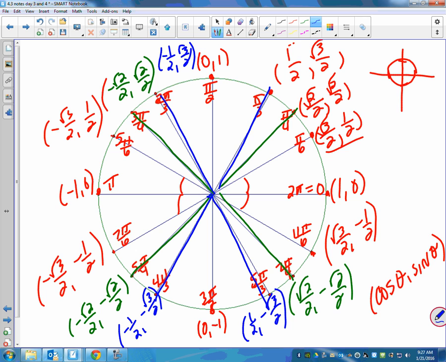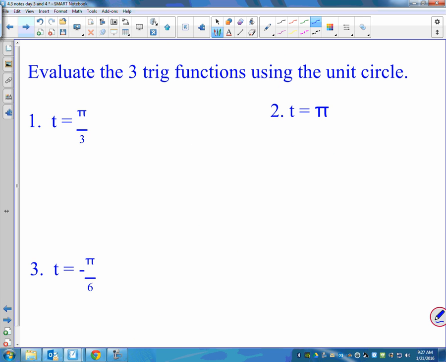So what we didn't get to yesterday is this. Let's evaluate these now using the unit circle. And if you use the triangles, I'm not going to mark it wrong. The same idea, I'll have to show you where it comes from. But the idea is, if you know the point, you can do this really easily.